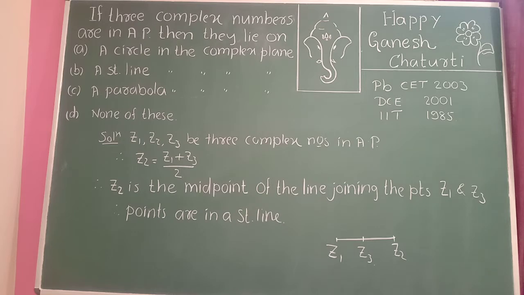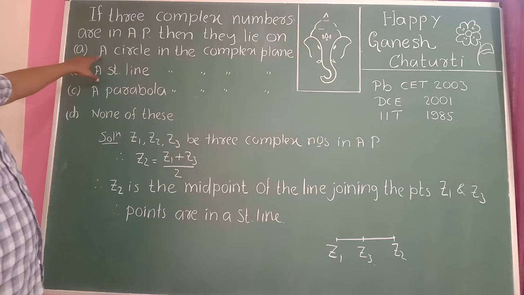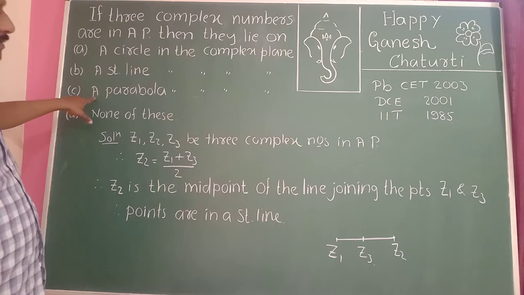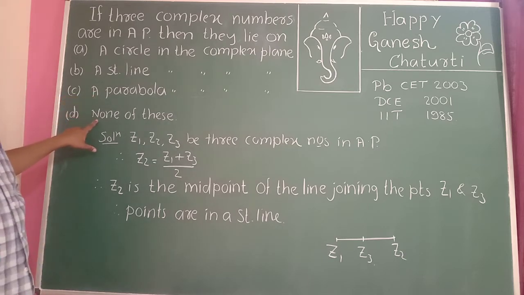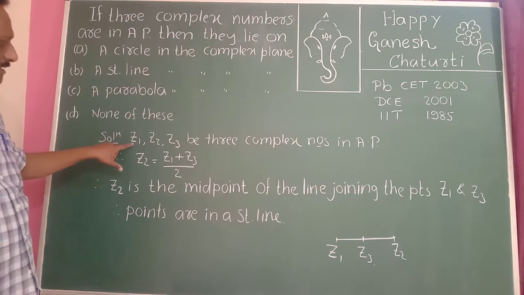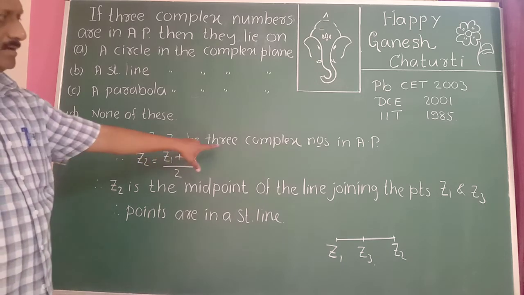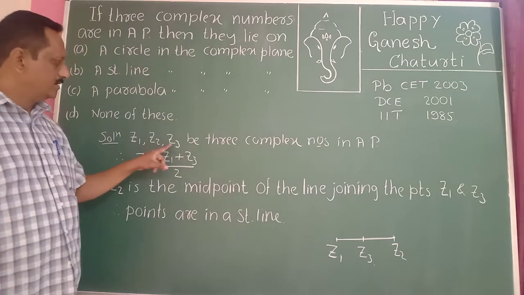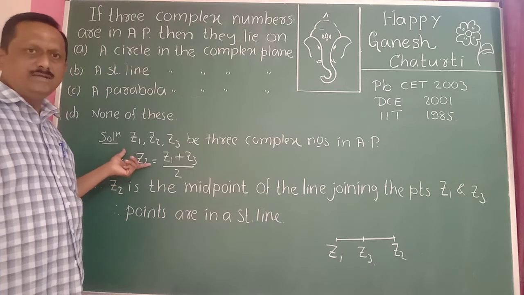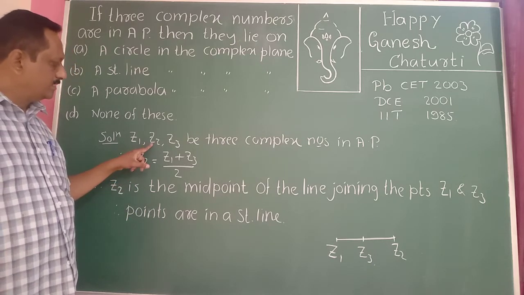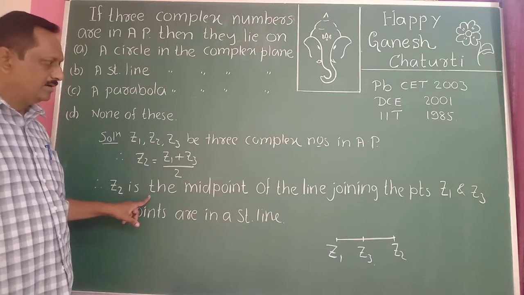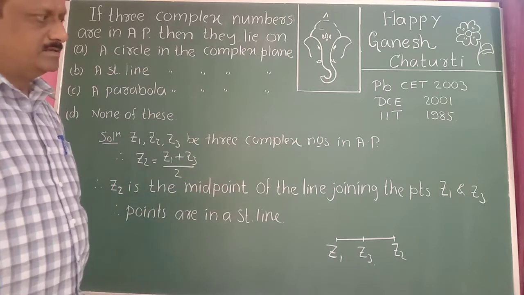If three complex numbers are in AP, then they lie on: first option, a circle in the complex plane; a straight line in the complex plane; a parabola in the complex plane; and none of these. Consider three complex numbers z1, z2, z3. They are in AP here, as already given. According to the arithmetic mean formula, z2 is equal to z1 plus z3 divided by 2. Then z2 is the midpoint of the line joining the points z1 and z3.